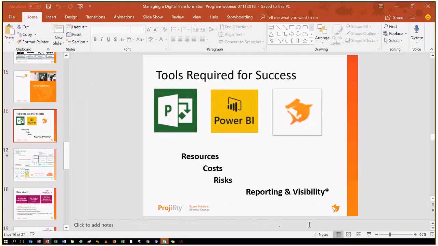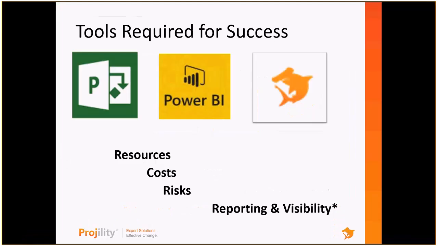Some of the tools for success here that we mentioned. The first one of those is Project Online, which is Microsoft's PPM or web-based PPM suite, which includes Microsoft Project, Project Online, as well as the Project Online professional licenses we'll talk about. Power BI is that BI and analytics tool set. And the third tool here is Hammerhead. And this is a Projility unique tool that has a couple of different components to it.